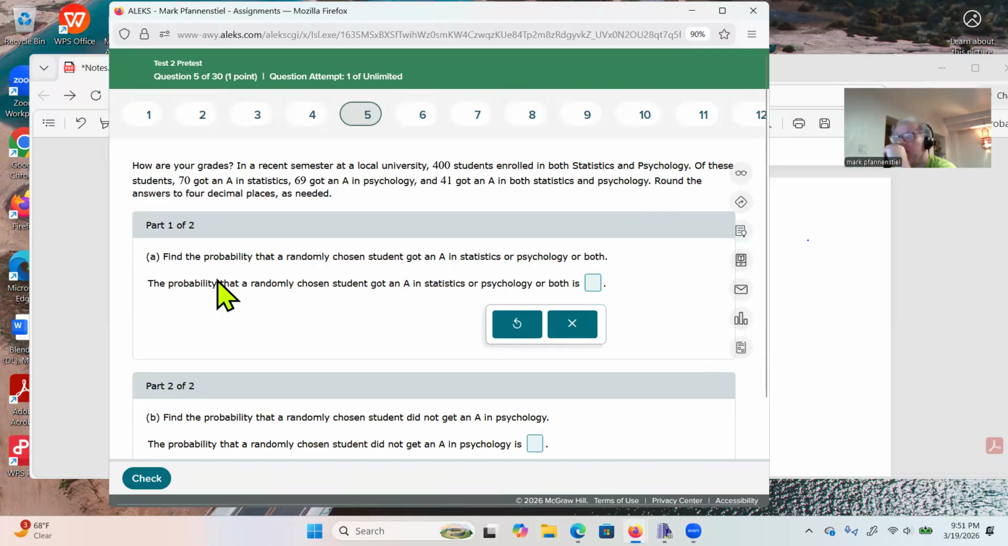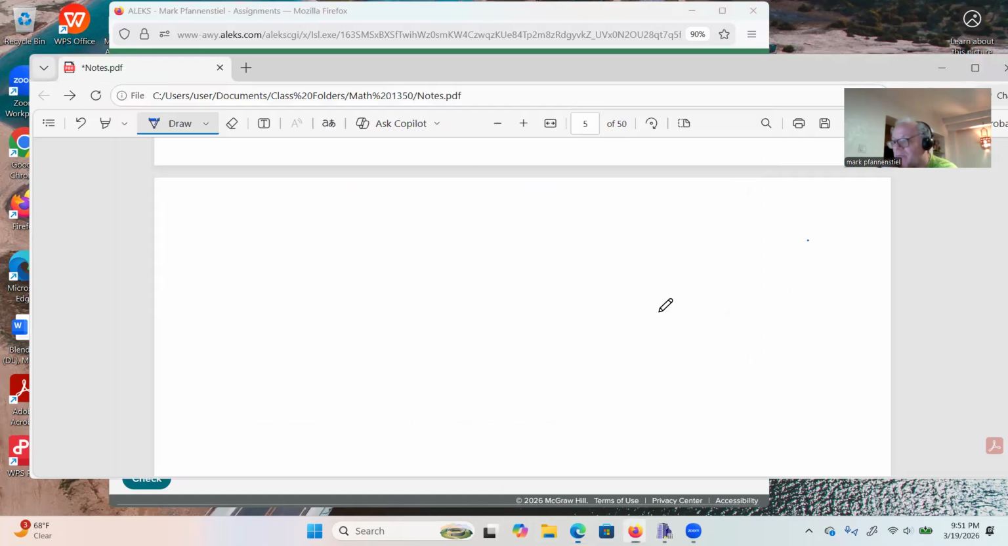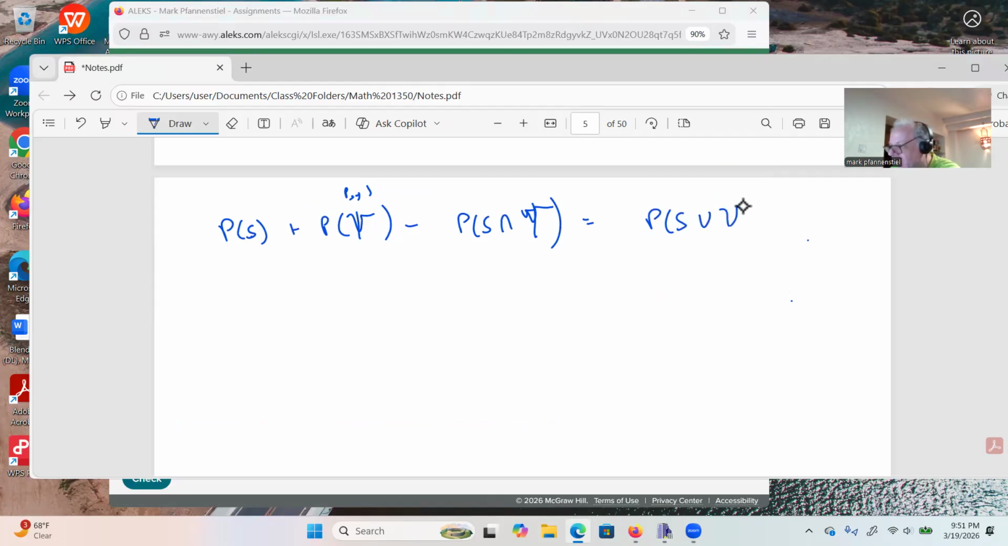Okay, so problem one, what is the probability that a randomly selected student got an A in statistics or psychology or both? So what we're going to do is say we have the probability that they got an A in statistics, that's P of S, plus the probability that they got an A in psychology, that's psi, the Greek letter, minus the probability of S and psi. This is equal to the probability of S or psi. Okay, that's what that looks like. So we're going to go ahead and figure out this probability here.